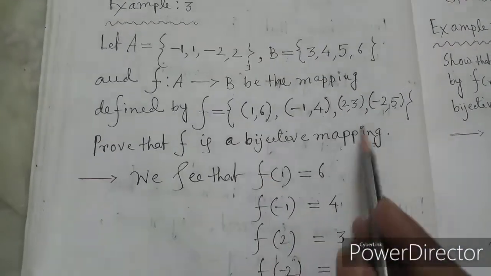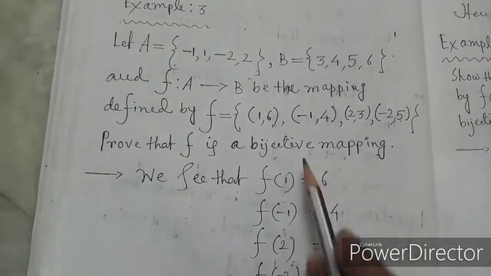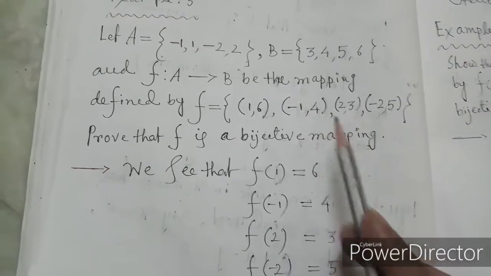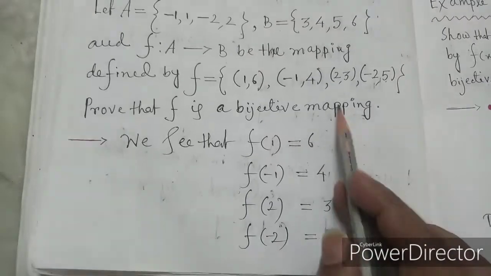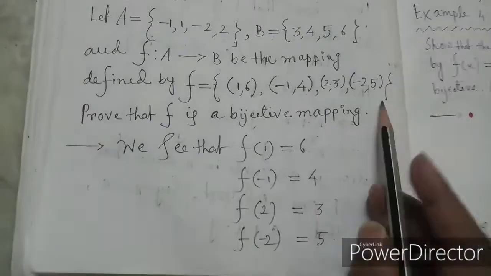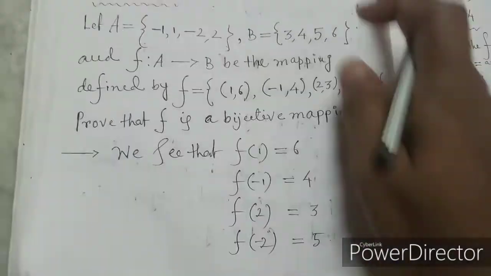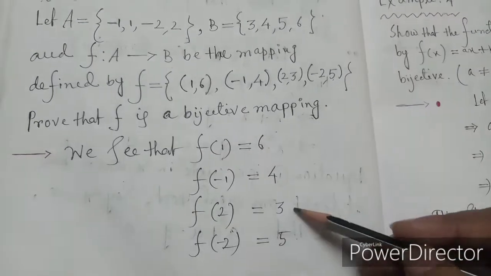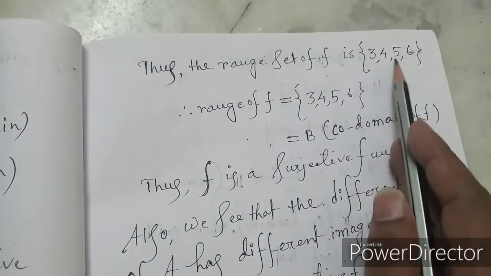So we see that 1 maps to 6 by f, that means f(1) equal to 6. -1 maps to 4 by f, that's why f(-1) equal to 4. Similarly f(2) equal to 3 and similarly f(-2) equal to 5. Is it clear? So thus what is your range? The range is 3, 4, 5, 6. So thus the range of f is {3, 4, 5, 6}.